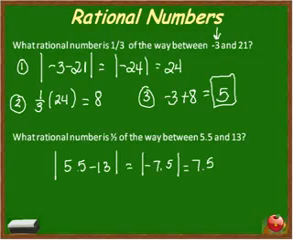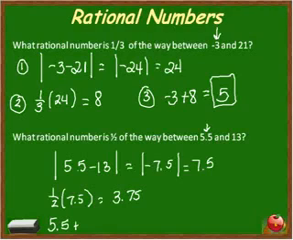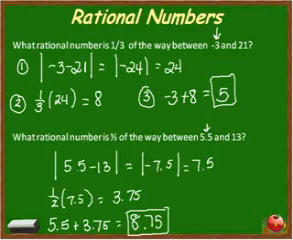I want the number halfway between, so I'm going to take 1/2 of 7.5, and that gives me 3.75, or 3 3/4. That's not the number halfway. That's just giving me the distance that I need to add to my initial number of 5.5. So it'll be 5.5 plus 3.75, which gives me a number of 8.75. So my number is 8.75. And that ends this session on absolute value and number lines.